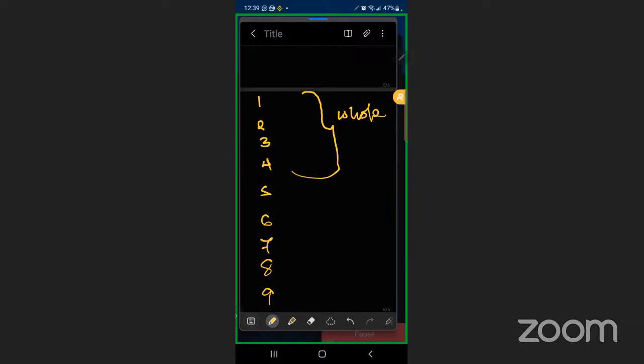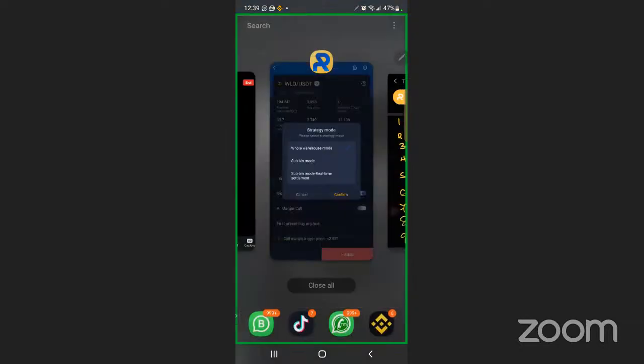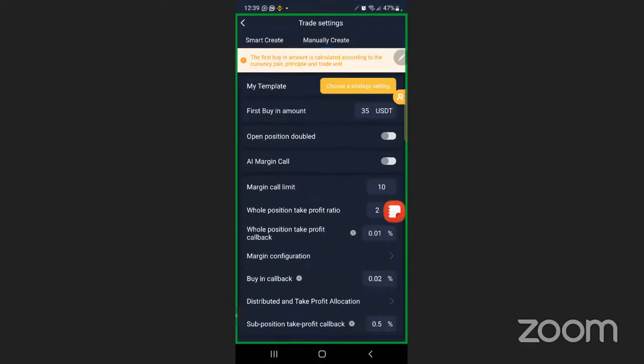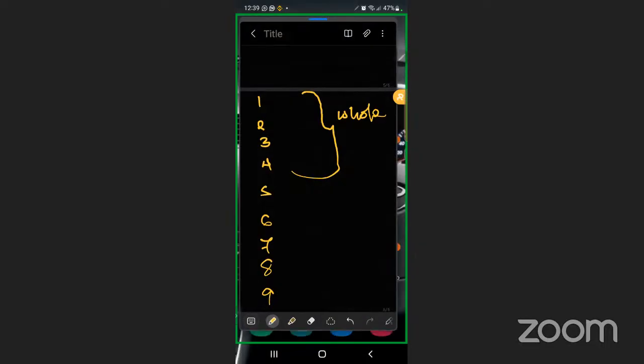Okay? These are whole. That's why when you go in the trade settings, the robot gives you different settings. For example, call position take profit ratio. It is asking, what do you want me to take as profit for the whole positions, for the whole first 4 margin calls? I am going to sell these at once.